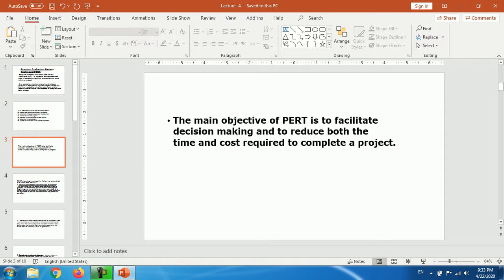The main objective of PERT is to facilitate decision-making and to reduce both the time and cost required to complete a project.